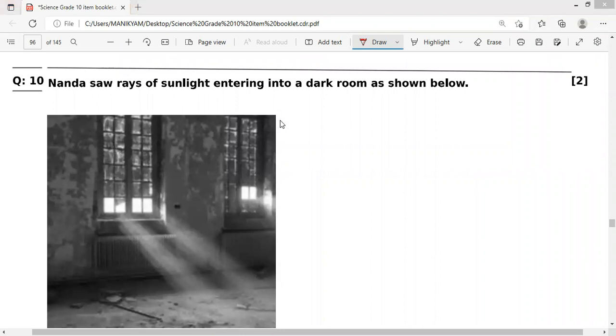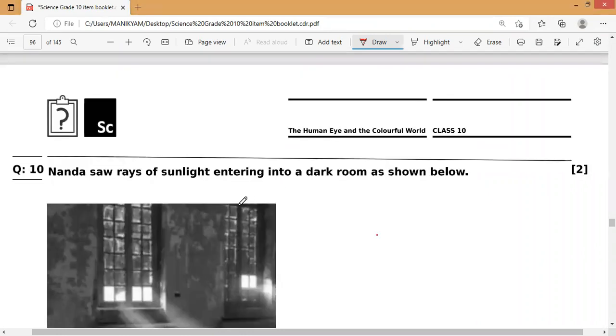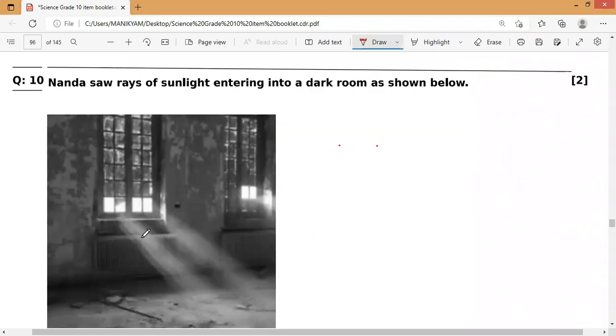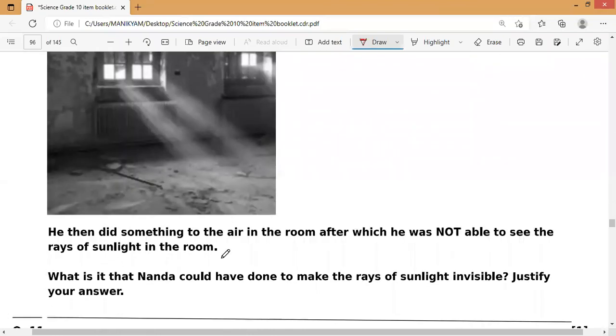Yes, sir. Now, Nanda saw rays of sunlight entering a dark room as shown below. Already we know that it is a colloidal substance. Now, he did something to the air in the room after which he was not able to see the rays of sunlight in the room. What could Nanda have done to make the rays of sunlight invisible? Justify your answer. Anybody?